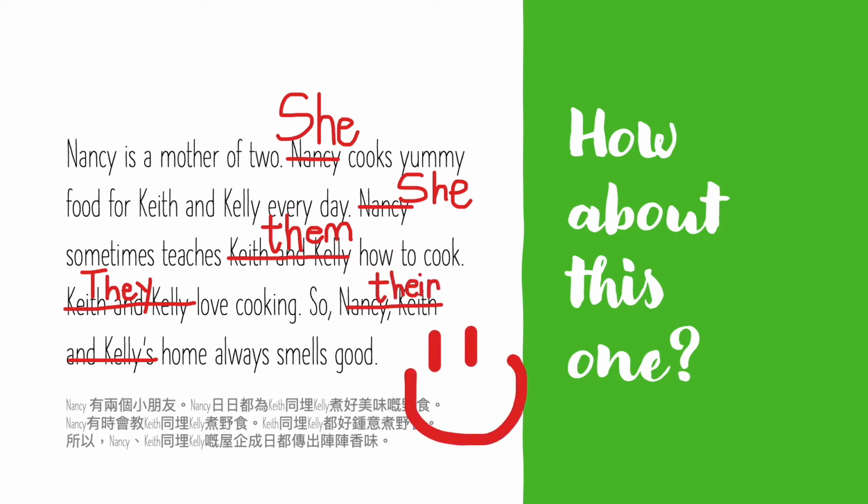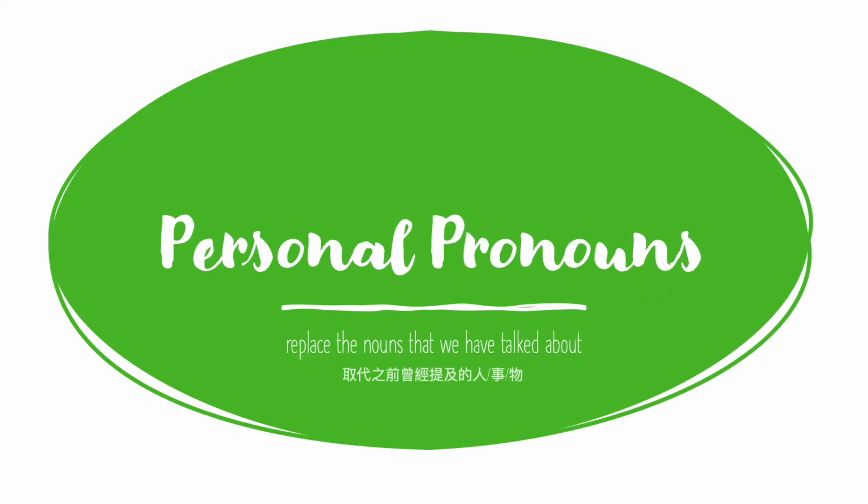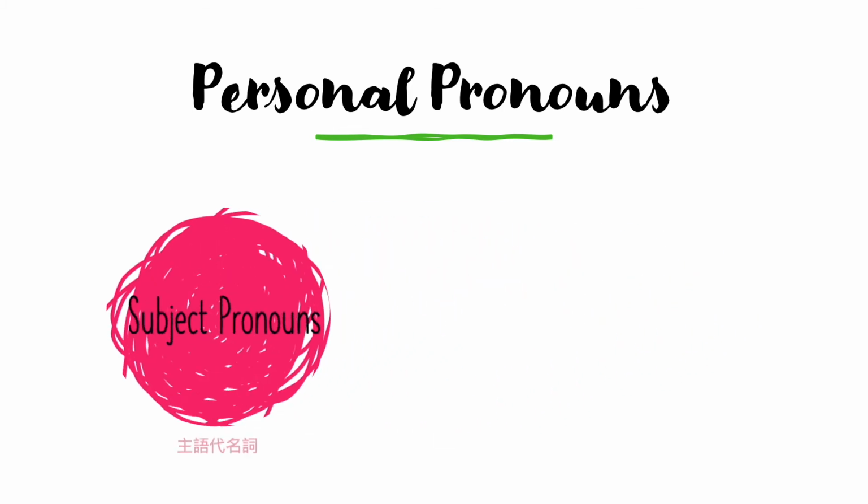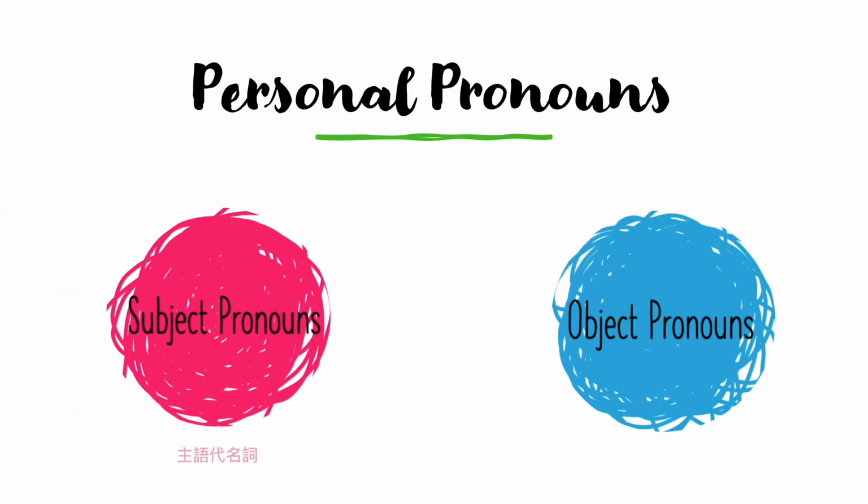It does, doesn't it? So when we don't want to keep on repeating names, we use personal pronouns. Personal pronouns are used to replace the nouns that we have talked about, so it makes your writing look more interesting. There are 2 types of personal pronouns. The first one is subject pronouns. The second one is object pronouns.